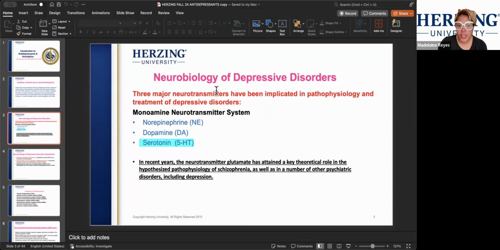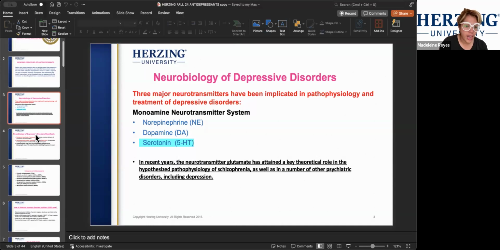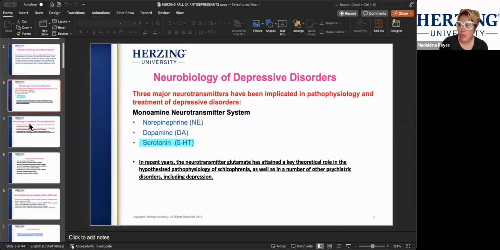Neurobiology of depressive disorders. There are three major neurotransmitters that have been implicated in the pathophysiology of depression: norepinephrine, dopamine, and serotonin. In recent studies, they're also studying glutamate, which has attained a key theoretical role in the hypothesis of schizophrenia, as well as in a number of psychiatric disorders, including depression. So there's a lot of research going on right now. Glutamate is one of the receptors they're targeting in newer medications.